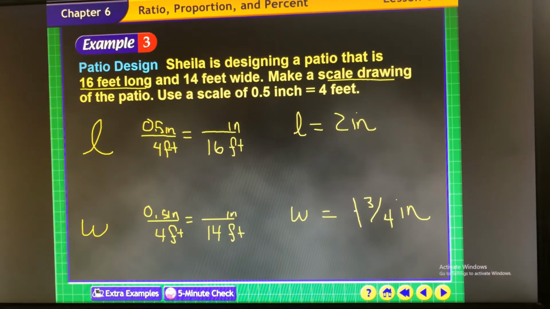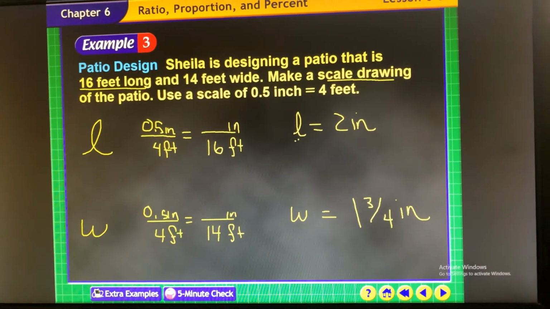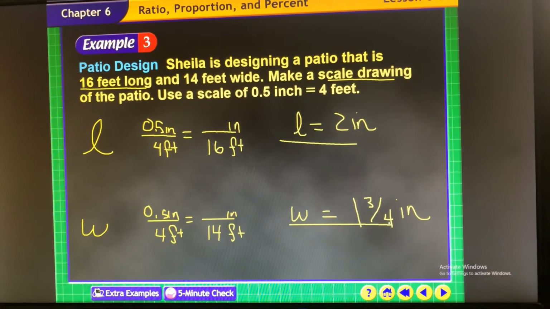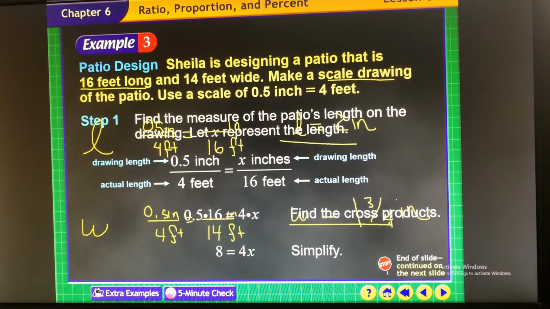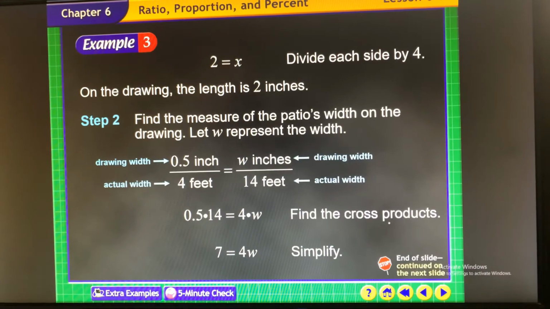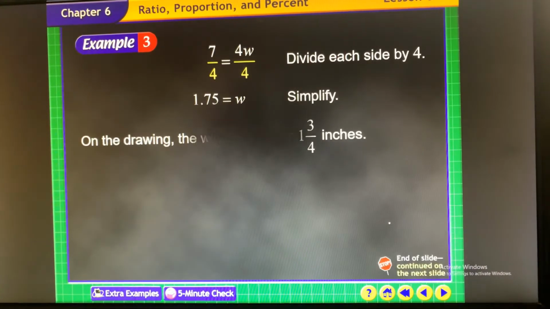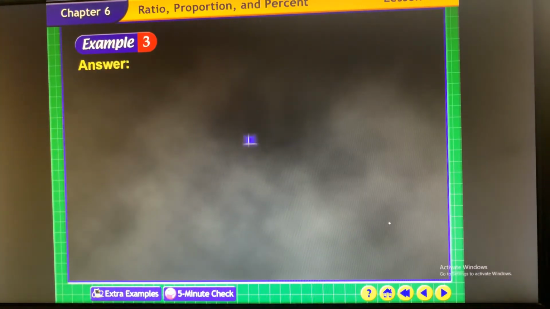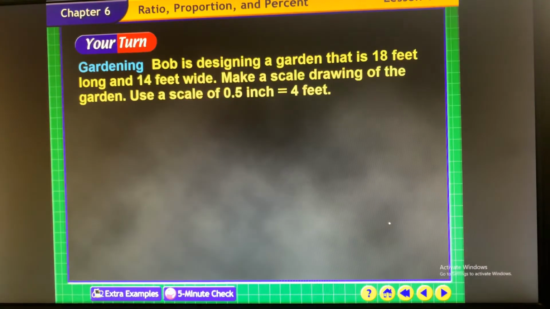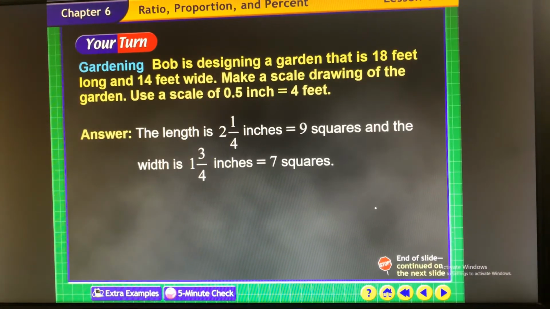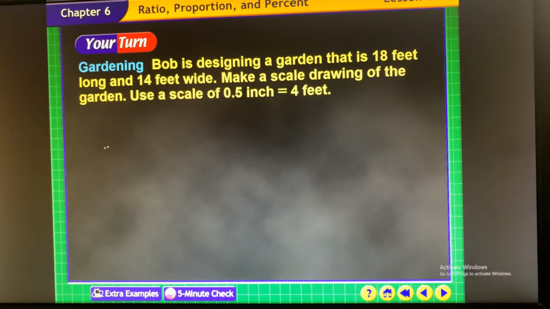So that's all you need to do in your homework. You don't actually need to do the scale drawing because you won't have the paper to do it. So just find the length and the width for me. It's going to show you a drawing here, so just so you know. Okay, you can do the same thing. I'll do it for you though. I don't like everyone doing it.